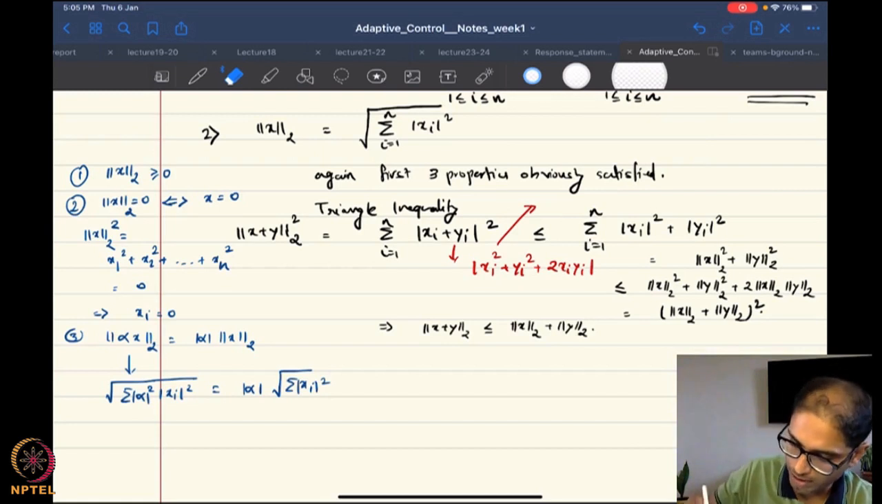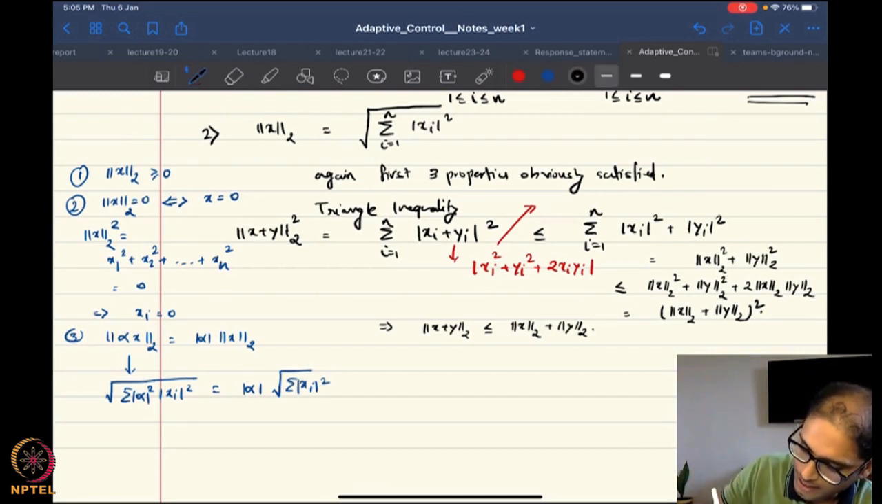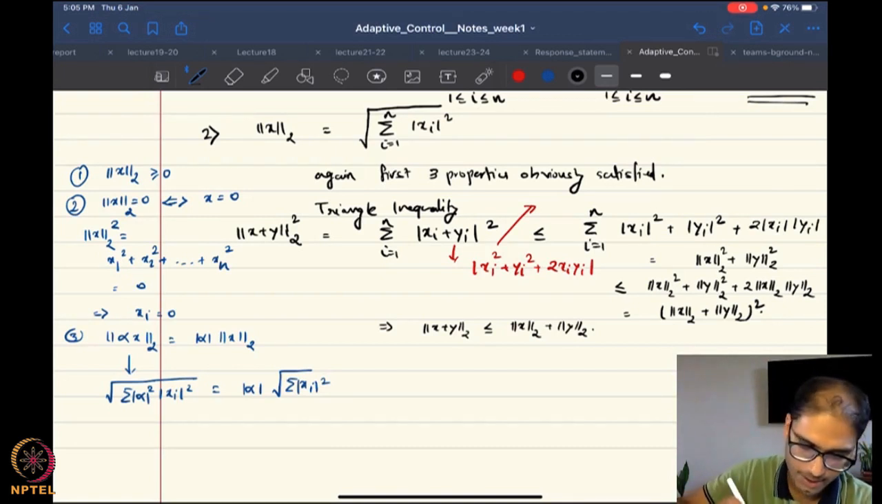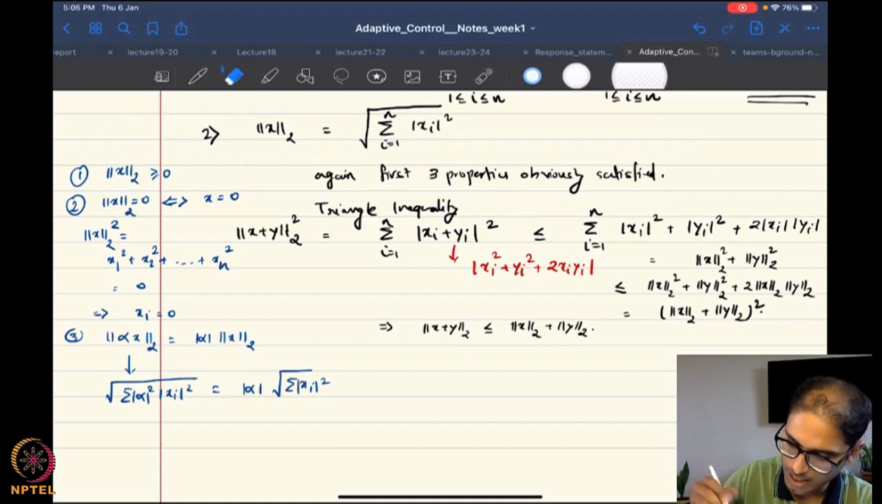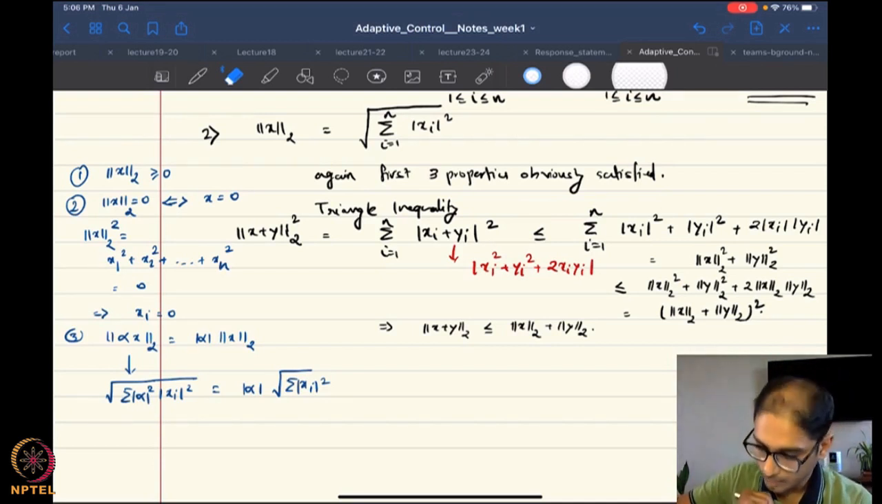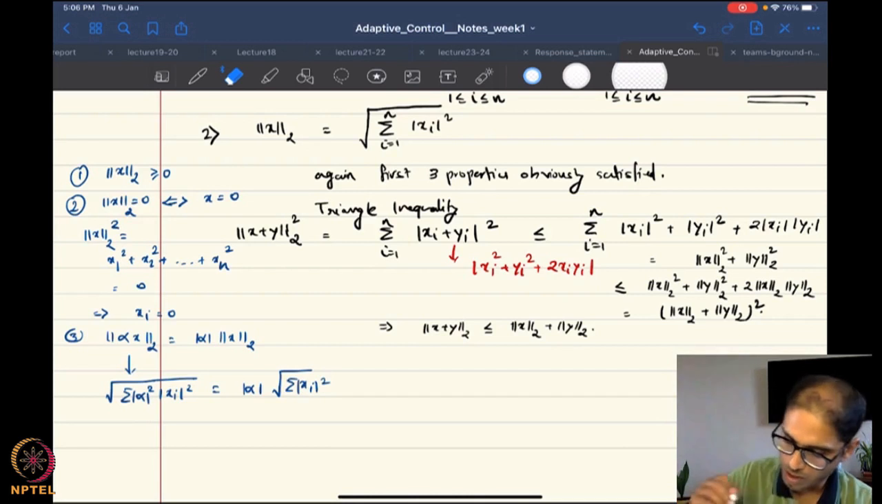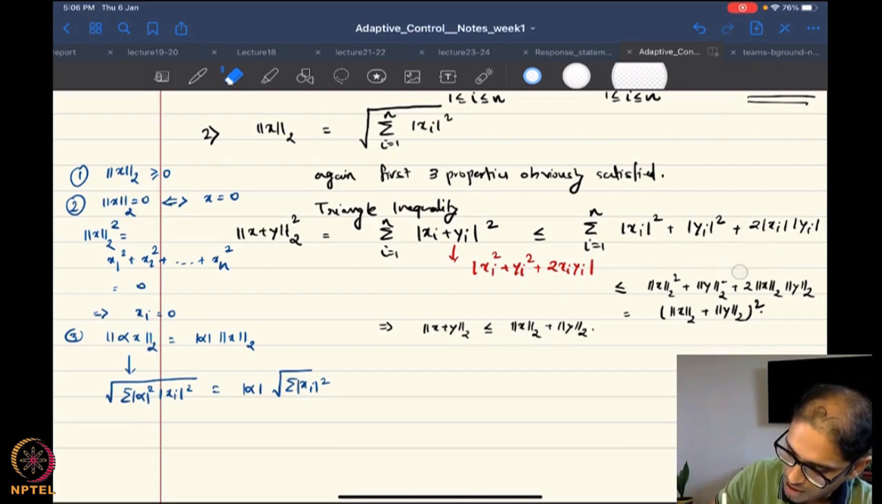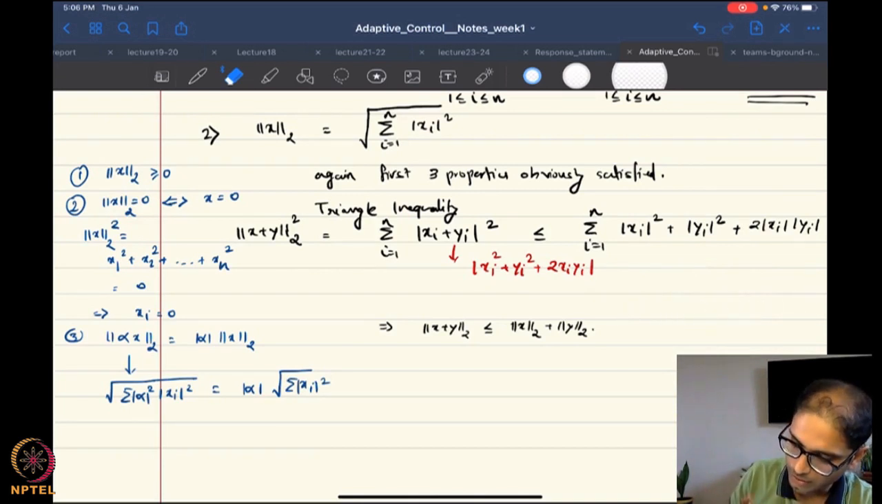So what you want to say here is that this is actually less than or equal to xi squared plus yi squared plus twice xi yi. This is what makes sense. So the earlier statement is not completely right; there is an additional term here. I hope that is obvious to you. Now, the rest of the steps I have to rethink. This logic will not work anymore.